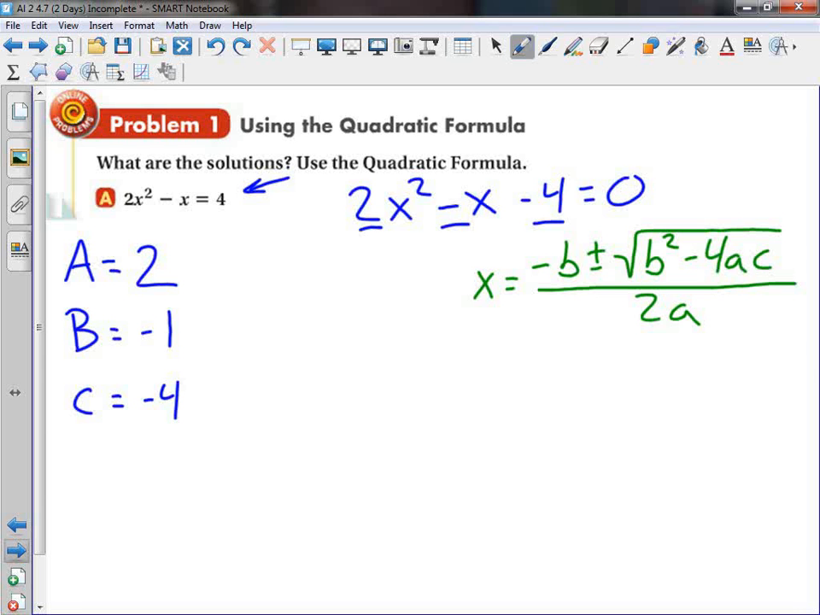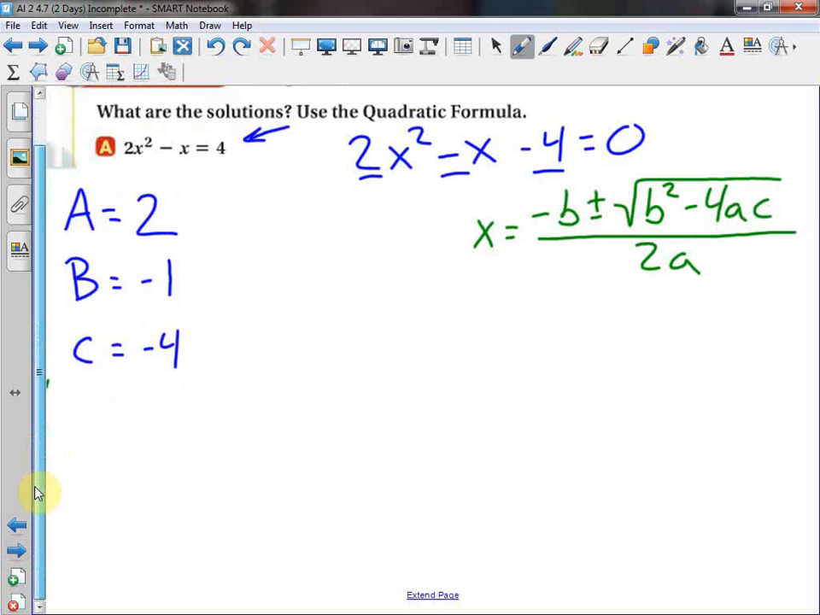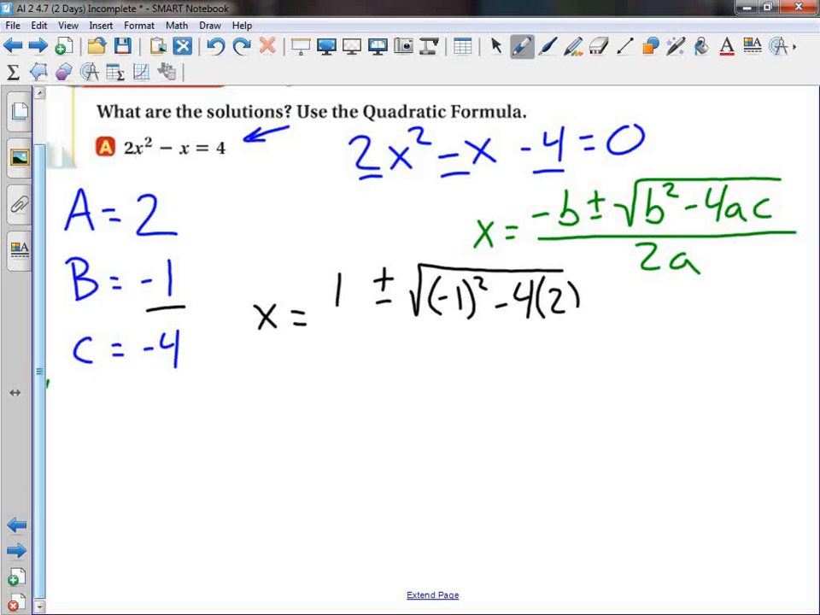And one of the hardest things about the quadratic formula is remembering exactly what it is. But make sure you put it in your notes somewhere where you can look at it very easily. All right. Now let's plug everything in. Okay, so we're going to have x equals opposite of b. Well, if b is -1, the opposite of that is +1. Plus or minus the square root of b squared minus 4 times a, which is 2, times c, which is -4. All over 2 times a, which is 2 times 2.